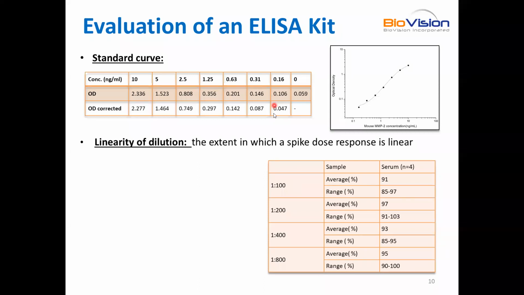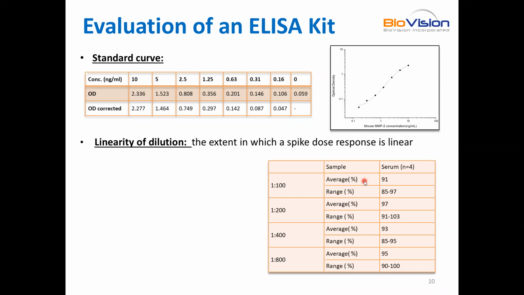Next is the linearity of dilution. That means the extent to which the spike dose response is linear. As I have mentioned earlier, linearity is the test index for experimental accuracy and specificity. If we want to assess the linearity of the assay, how can we do that? The samples are usually spiked with high concentration of target protein using different matrices.